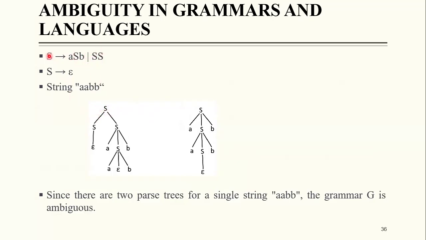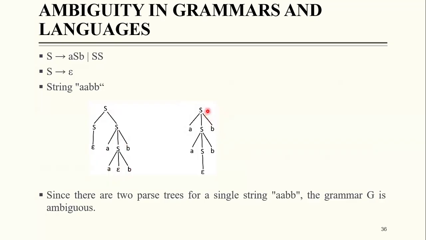As per this production, S derives two S non-terminals. Again, S derives epsilon and S derives ASB. Again, this S derives ASB. Again, S derives epsilon. So we got AABB. So one parse tree is over.